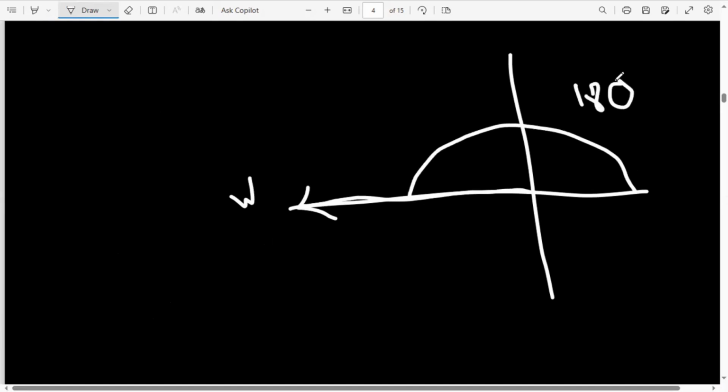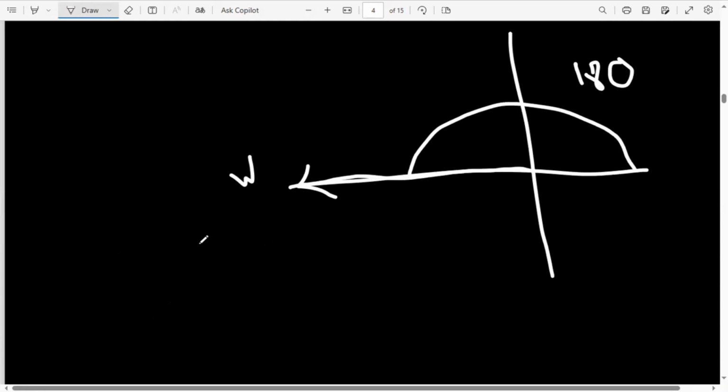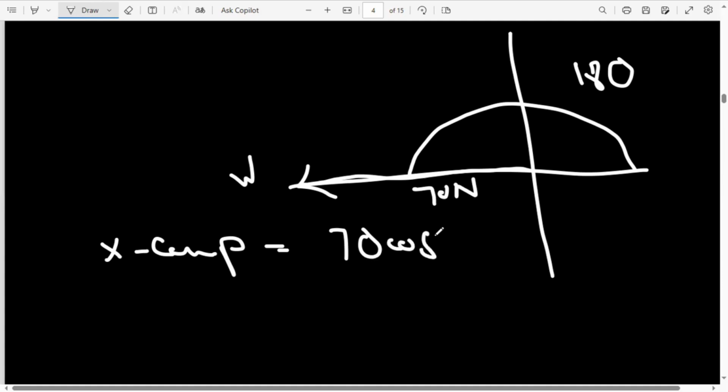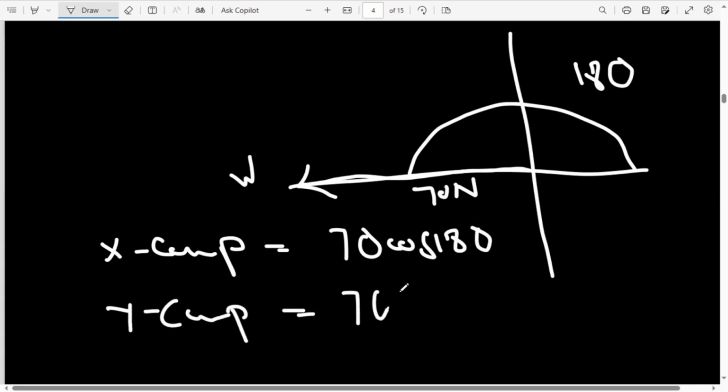180. Okay, and when we resolve this into components, the x component will just be equal to, what was the length? 70. Okay, so let me write 70 newtons. So 70 cos 180. And then the y component will just be 70 sine 180. Okay, so we have the components for this force.